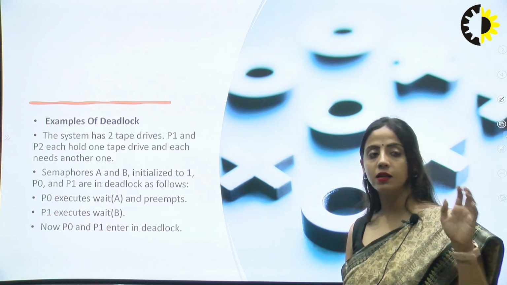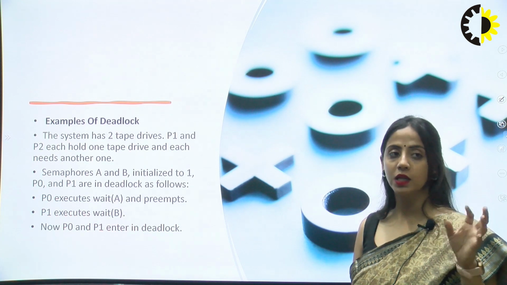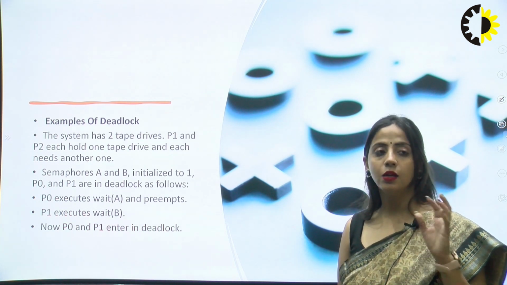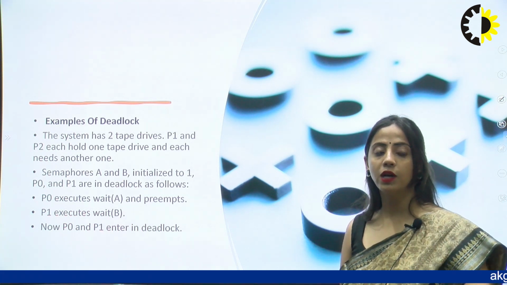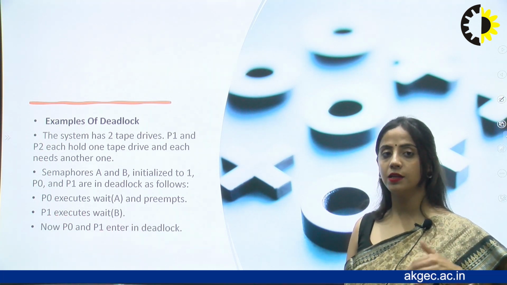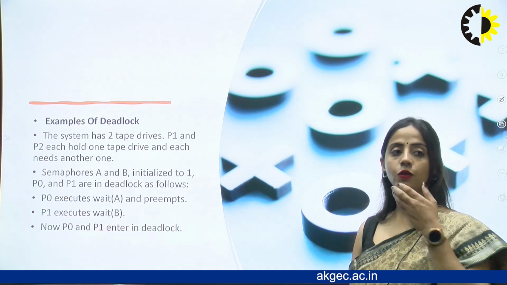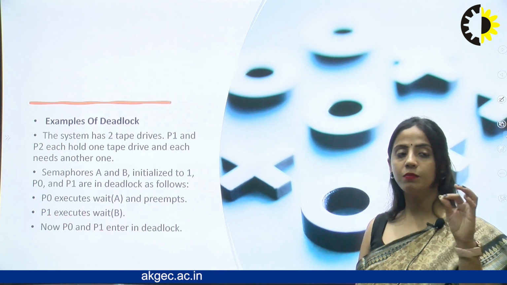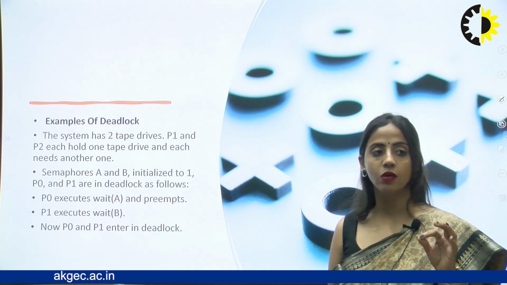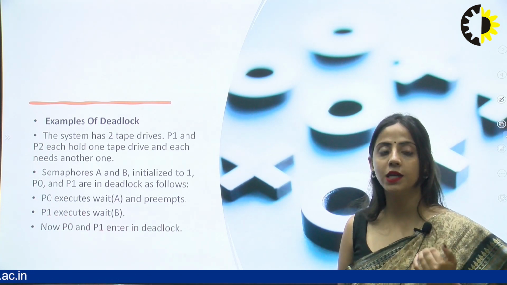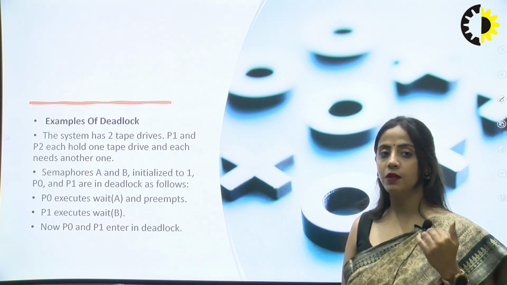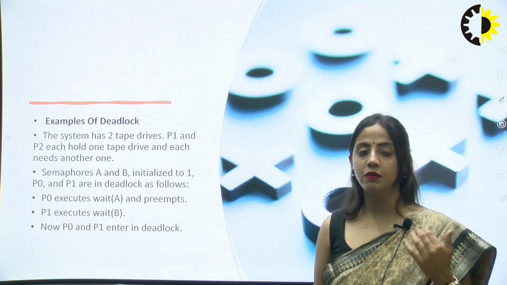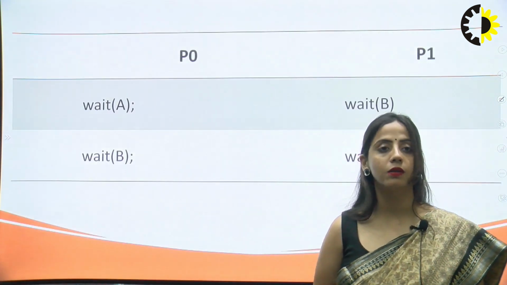Now suppose there is a system which has two tape drives, P1 and P2. Each is holding on to one tape drive and each needs another one. Semaphores A and B are initialized to 1. P0 and P1 are in deadlock. Now P0 executes wait A and then it will preempt. Now P1 will execute wait B. Now P0 and P1 will enter the condition of a deadlock.